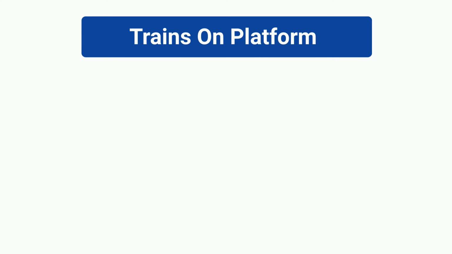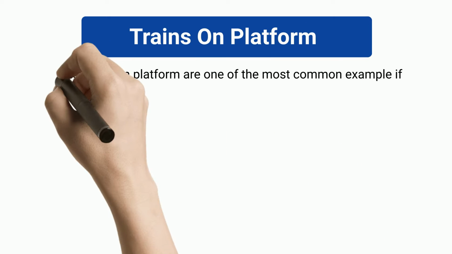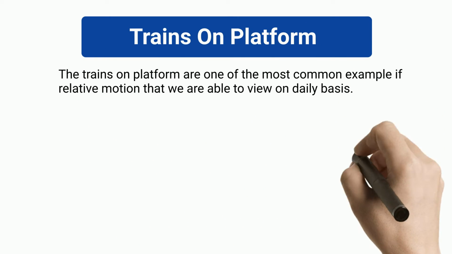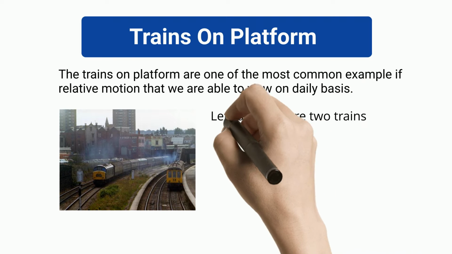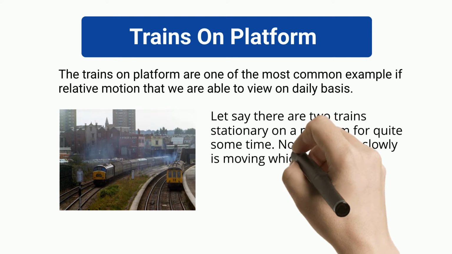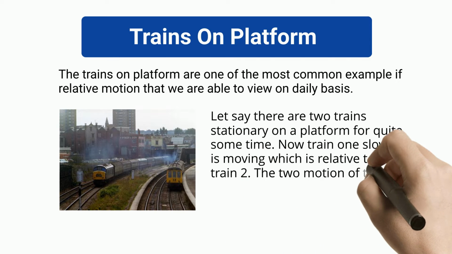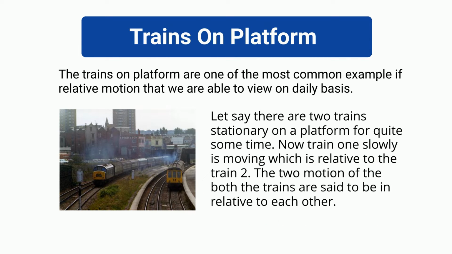Trains on platform. The trains on platform are one of the most common examples of relative motion that we are able to view on a daily basis. Let's say there are two trains stationary on a platform for quite some time. Now train 1 slowly starts moving relative to train 2. The motions of both the trains are said to be relative to each other.